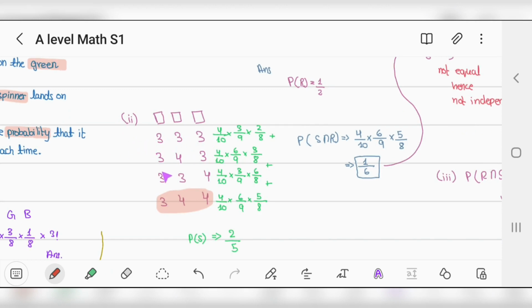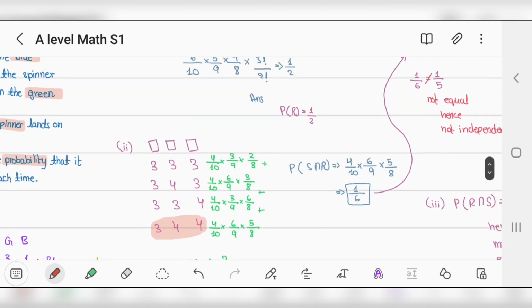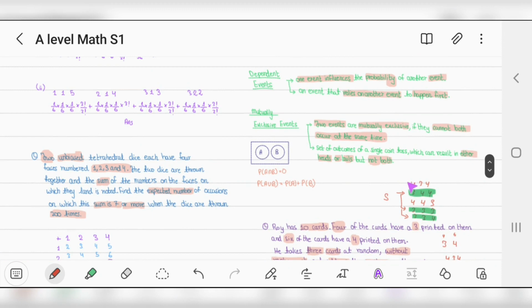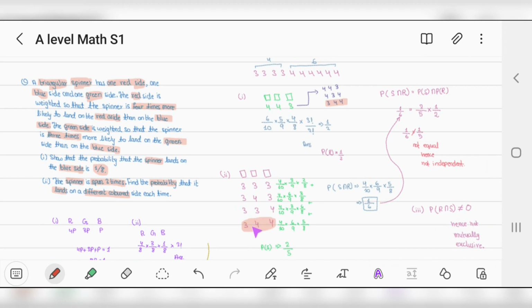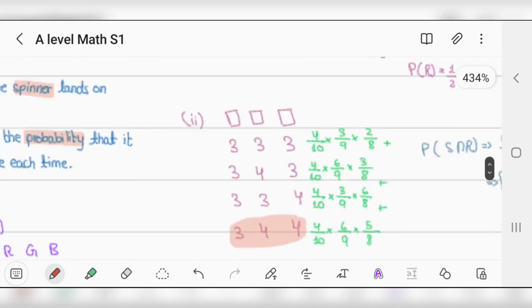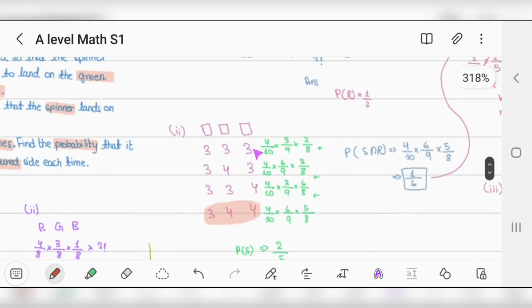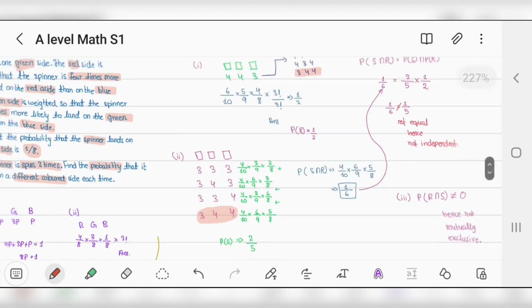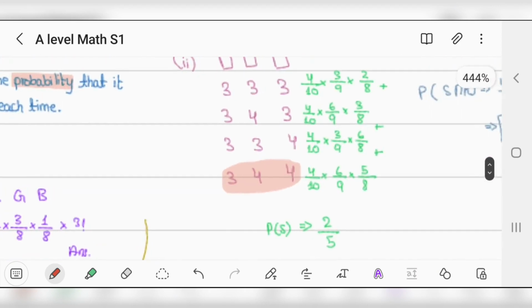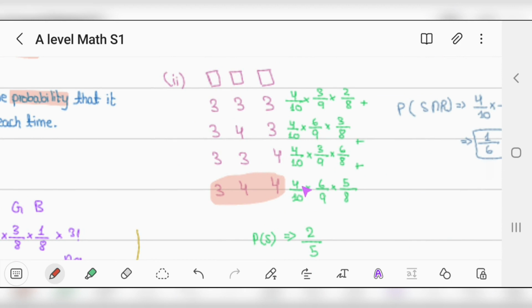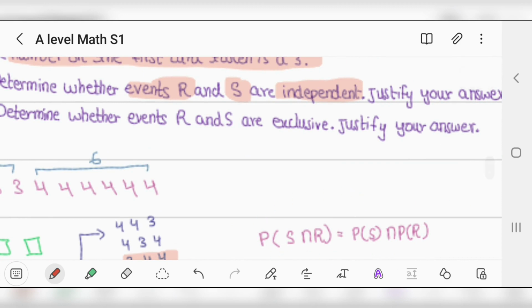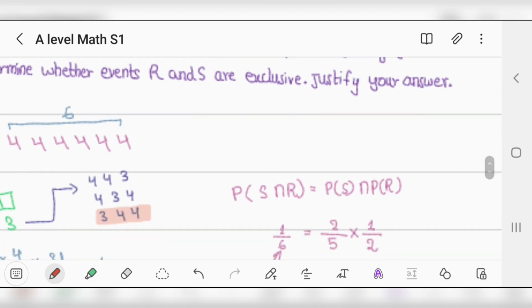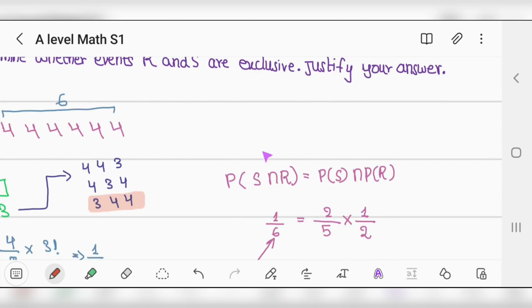So 333, 343, 334, 344. Something's not right. Okay, fine, so we got 4 of them: 333, 343, 334, 344. Then you get the probability of event S, and then you use the independent event formula to check whether they are independent or not: the probability of S multiplied by the probability of R, and we need to find the common part between event R and event S.